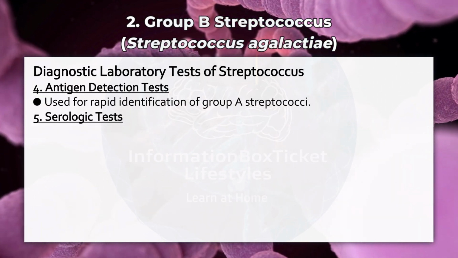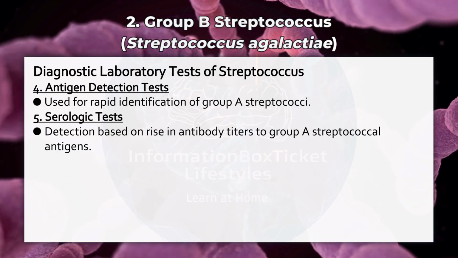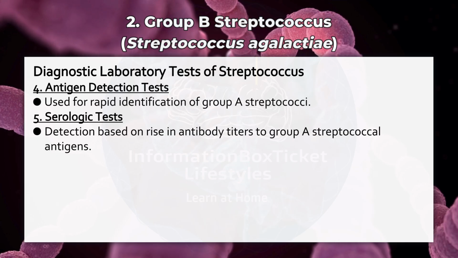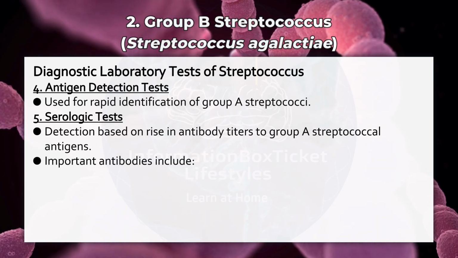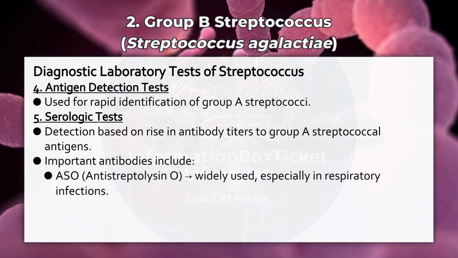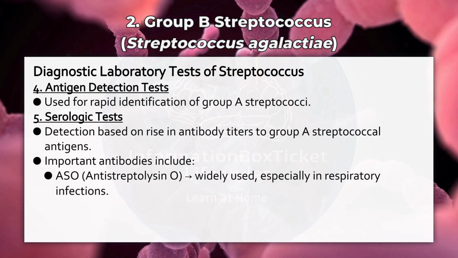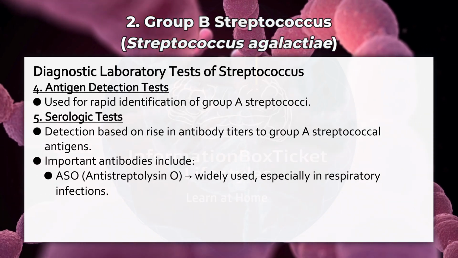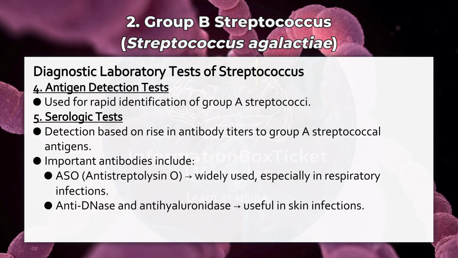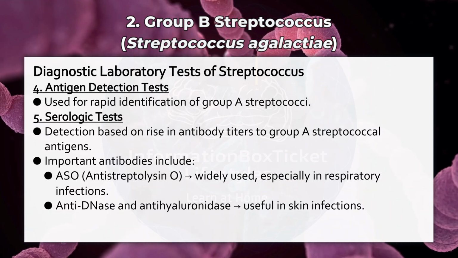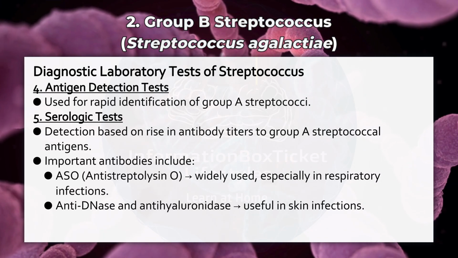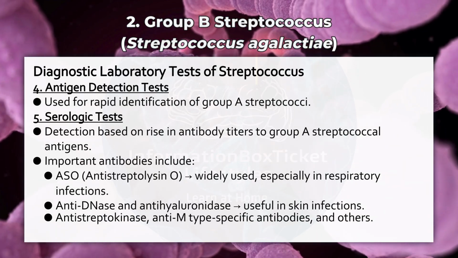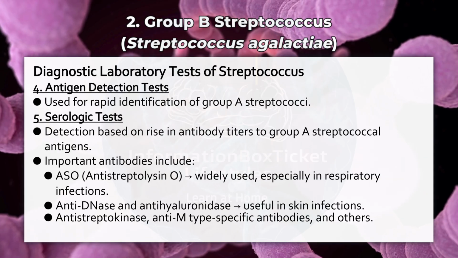Fifth, serologic tests, detection based on rise in antibody titers to Group A streptococcal antigens. Important antibodies include ASO, anti-streptolysin O, widely used, especially in respiratory infections, anti-DNase and anti-hyaluronidase, useful in skin infections, anti-streptokinase, anti-M-type specific antibodies, and others.